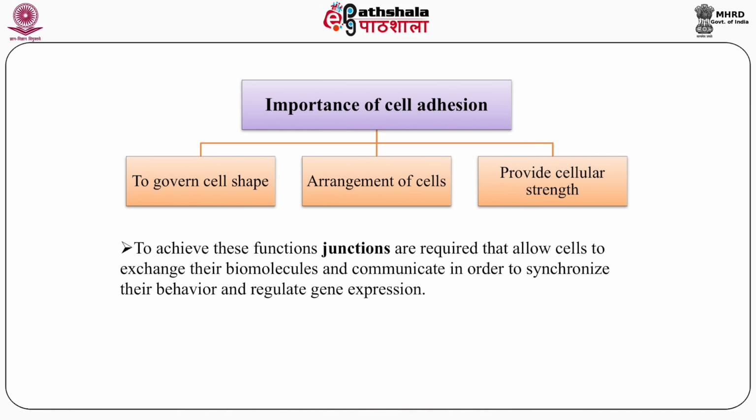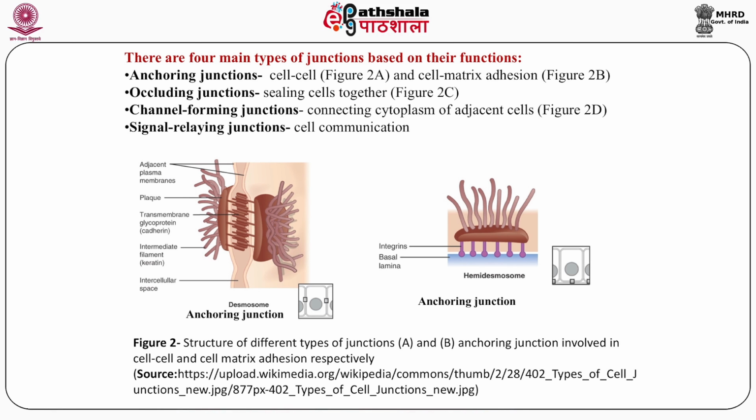Physical attachment between all types of cells is essential, but junctions are also required for diverse functions apart from just transmitting physical forces. There are 4 main types of cellular junctions which are based on their functions. Number 1, anchoring junctions, which may be of cell to cell adhesion and cell to matrix adhesions.